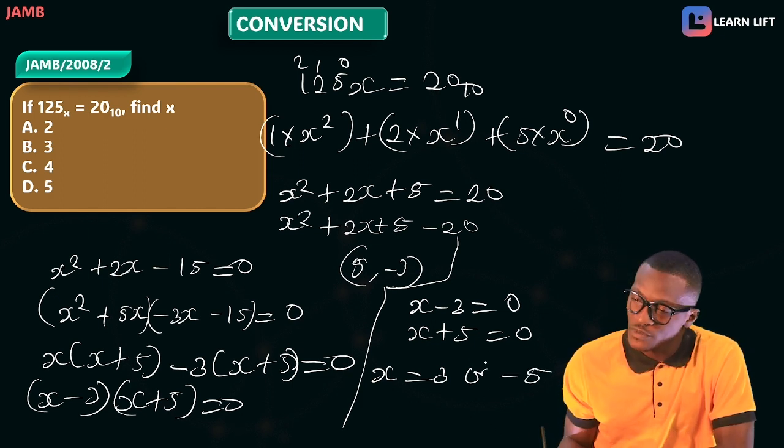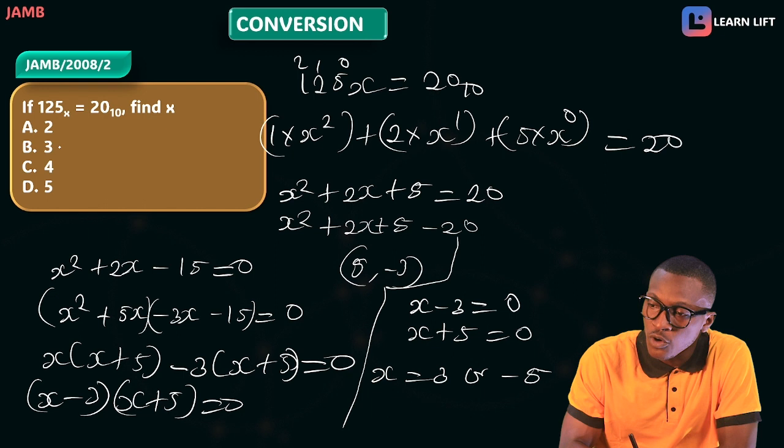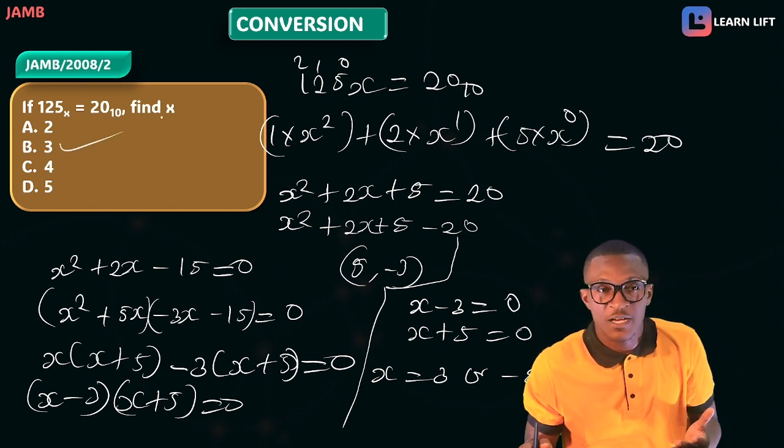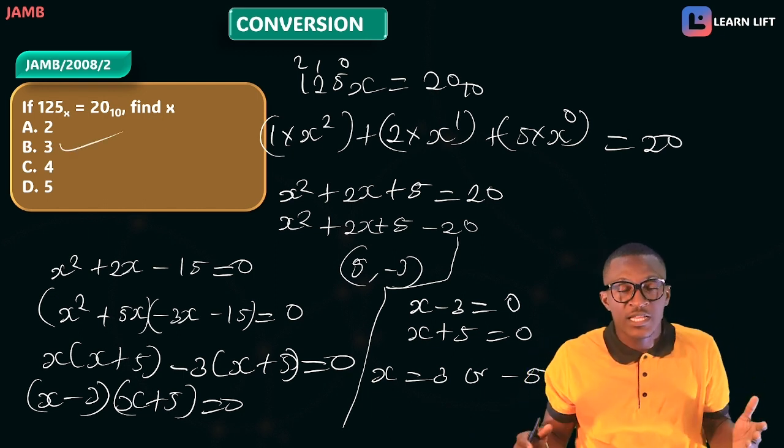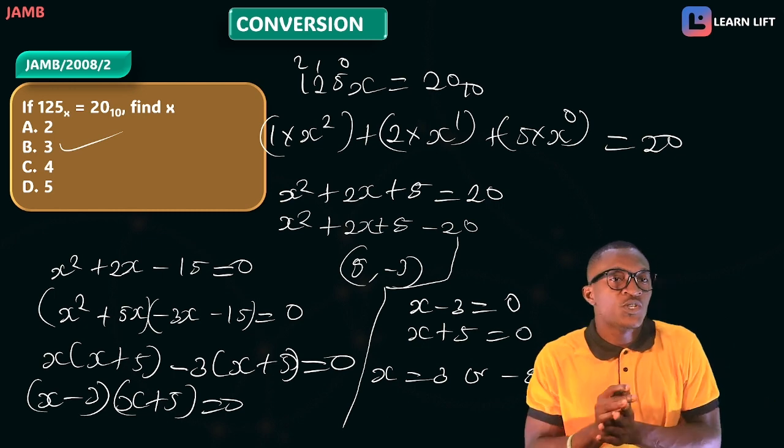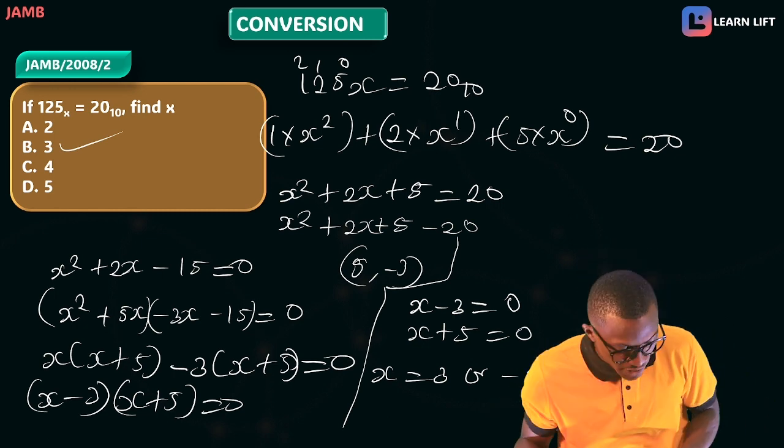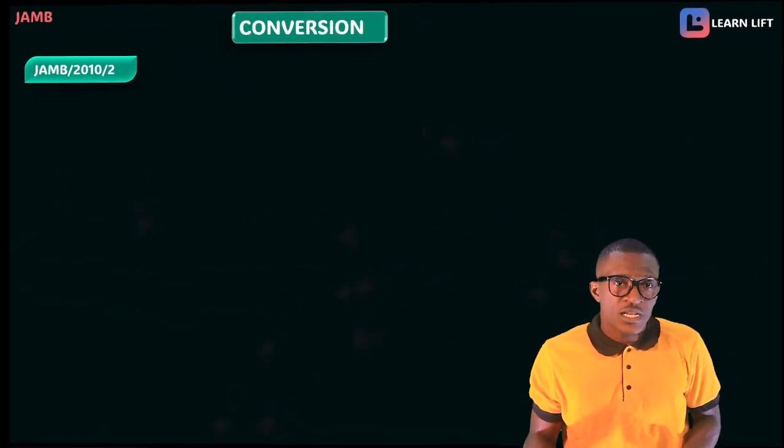Now, there's 3, making option B the correct answer. There's 3 and there's minus 5. We'll go with the positive one, right? The negative one is what is neglected. So the answer becomes what? Option B. I hope you understand that. Let's take the next question.